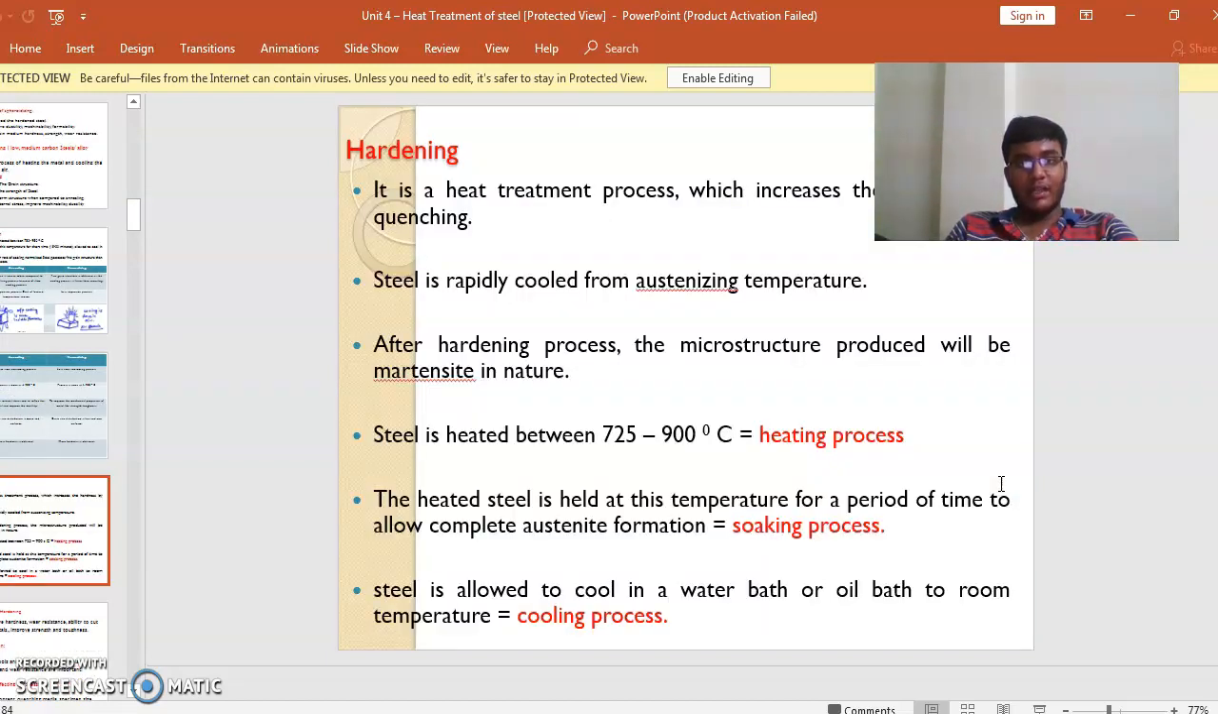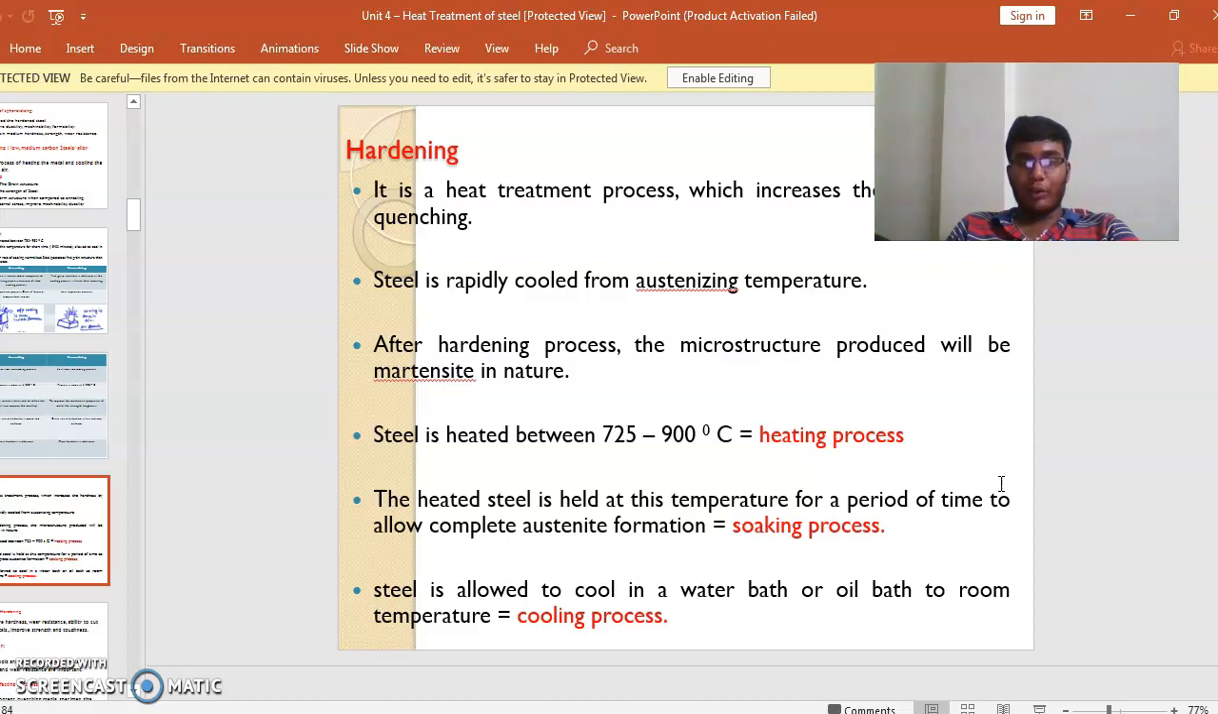Hardening process. It is a heat treatment process which increases hardness by quenching. Steel is rapidly cooled from austenitizing temperature. After the hardening process, the microstructure produced will be martensite in nature. In the heating step, steel is heated between 725 to 900 degrees. This is the temperature range of the heating process.